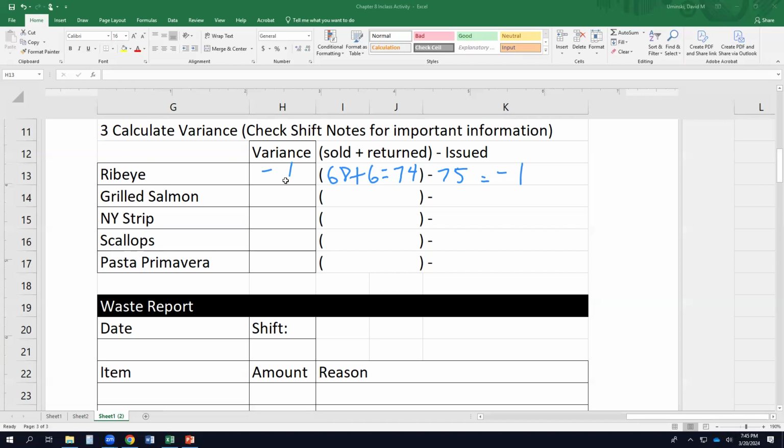Okay, so go ahead and do the grilled salmon. Actually, let's do the grilled salmon together. How many did we sell for the grilled salmon? 70. And how many were returned? 25. Okay, and how many did we issue? 95. So 95 minus 95 is 0. We're right on. We have no difference. Okay, so go ahead and do your New York strip, the scallops, and the pasta primavera on your own, and compare your answers with your neighbor.